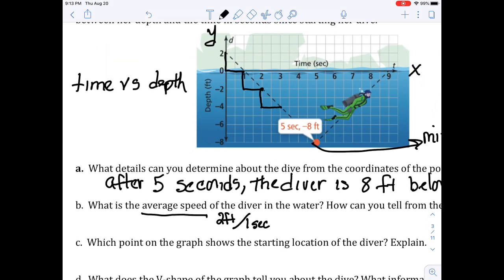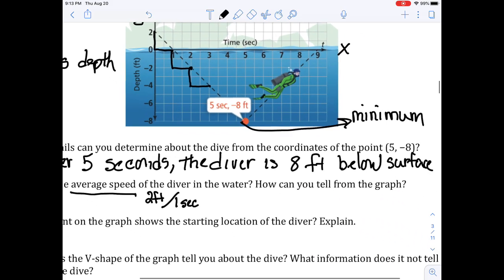Now, let's think about that. On the way down, that's actually a negative slope, right? But speed isn't negative. So in this respect, we wouldn't think of it that way. We would still think that the diver is traveling 2 feet for every 1 second. Because then the diver hits that lowest point and turns and is still traveling at 2 feet per 1 second.